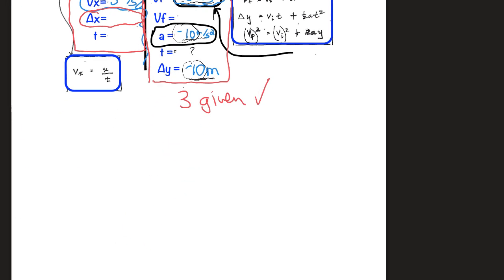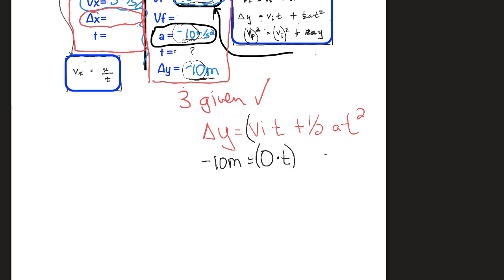Let's zoom out and let's write that formula. Delta y equals V_i T plus 1/2 A T squared. And now let's plug in what we know. Negative 10 meters equals V initial 0 times T. And I'm going to put that in parentheses just to remind ourselves to separate it. Plus 1/2 times negative 10 meters per second squared times T squared.